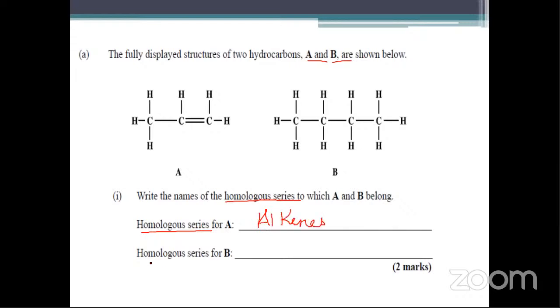All right, and then we have B. Which homologous series is B from? Alkane. So don't throw away marks by not answering what you're asked, okay?